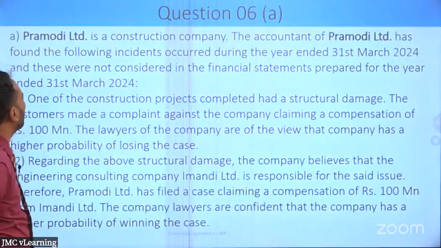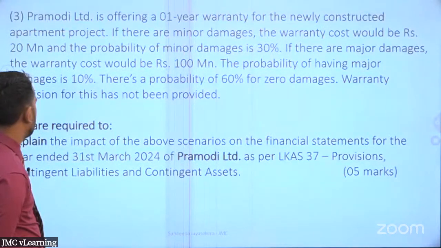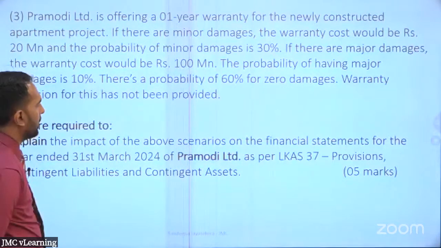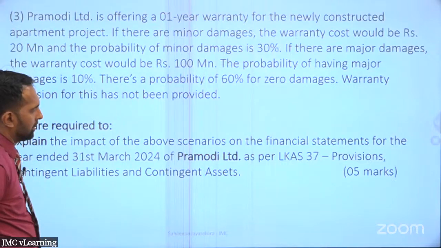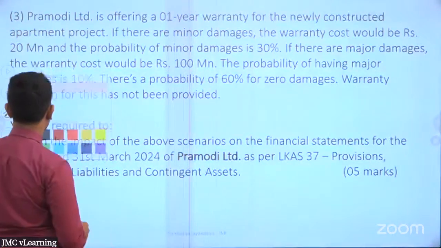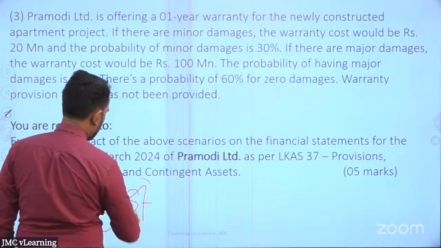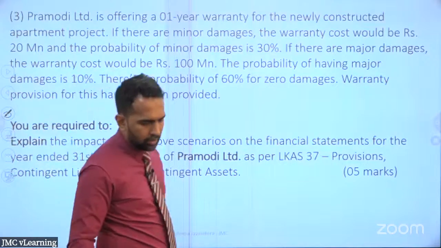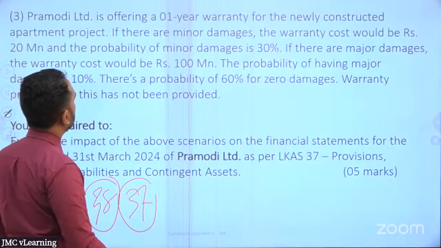Question number 6A. Right. We'll look at the requirement. Explain the impact of the above scenarios on the financial statements for the year ended 31st of March of Pramodi Limited as per LKAS 37. I'm sincerely expecting LKAS 37 or 38 as highly probable standards. Either 37 or 38 will be tested, right? So let's see this question. I have put the question from 37.